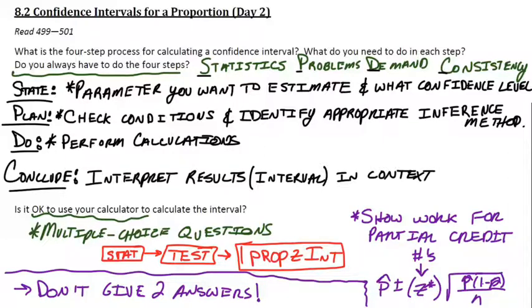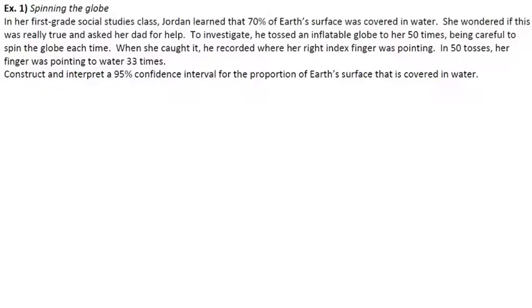All right, so let's go ahead and try this 4-step process out on the first example here. It says, in her first grade social studies class, Jordan learned that 70% of the Earth's surface was covered in water. She wondered if this was really true and asked her dad for help. To investigate, he tossed an inflatable globe to her 50 times, being careful to spin the globe each time. When she caught it, he recorded where her right index finger was pointing. In 50 tosses, her finger was pointing to water 33 times.